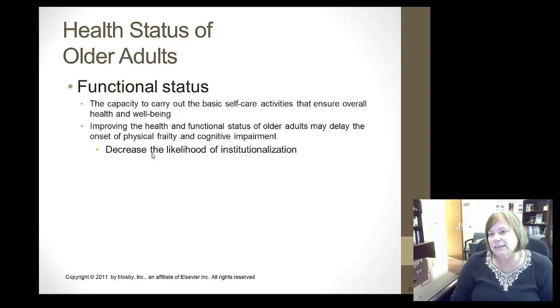Functional status is an important concept also. Again, studies and research show that as long as a person maintains their functional ability to care for themselves, to manage their health issues and concerns, it will delay or even never have to face the idea of institutionalization in long-term care. So functional status is what we work on as nurses, trying to promote and maintain functional status for our patients. There are a lot of different assessment tools we're going to be talking about and a lot of interventions geared toward helping these people maintain function.